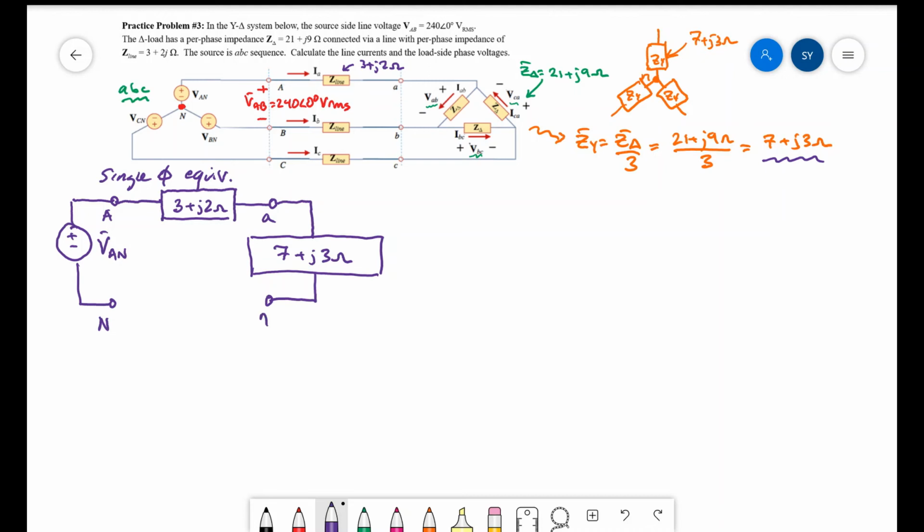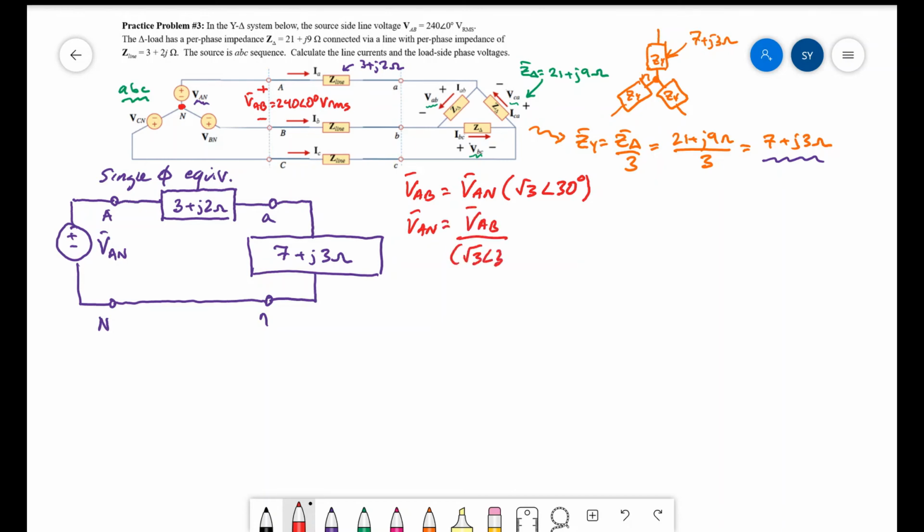Between the lowercase n and the capital N, I always draw short. Now in this problem, I was not given VAN directly, I was given V capital AB. To complete the single-phase equivalent for this problem, I need to use a conversion factor. Remember that for a Y-connected component, such as the source here, I can use the conversion that V capital AB equals V capital AN times square root of 3 angle 30 degrees. If I rearrange to solve for V capital AN, I find that V capital AN is V capital AB divided by root 3 angle 30 degrees.